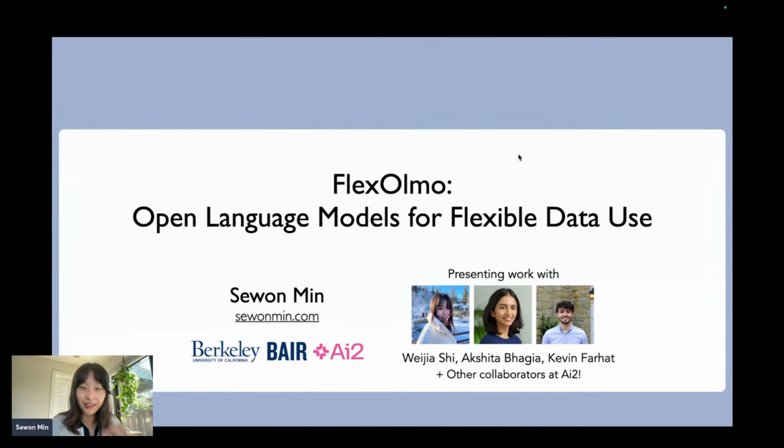And actually, I cannot see people when I'm sharing the screen. So if you have any questions or want to raise anything, please just speak out so that I can hear. I would also like this to be interactive, so if you have any questions, please feel free to interrupt me. Cool, so I'll get started. Before I get started, I'd like to mention my co-authors, Weijia, Akshita, and Kevin, as well as other collaborators who have made all of this possible.